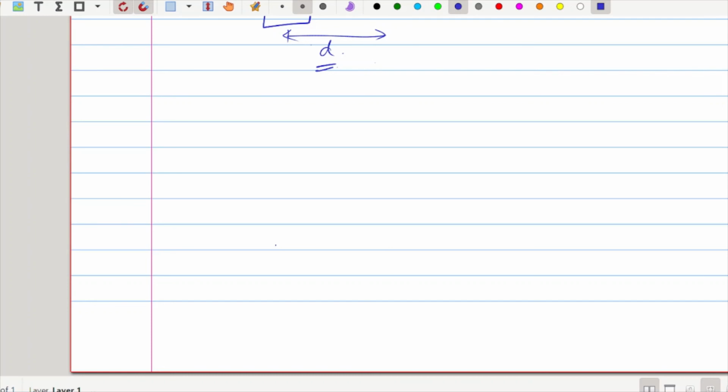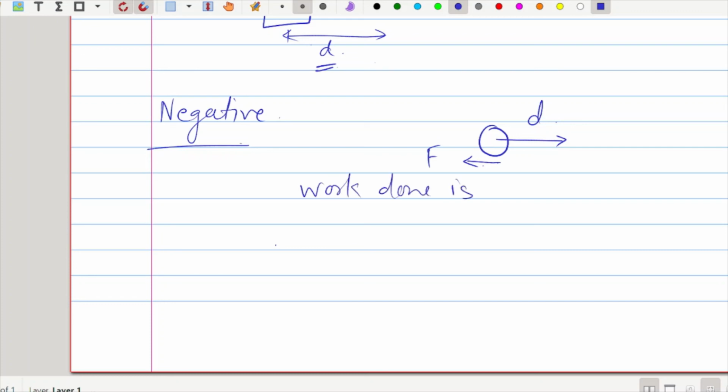Now what is an example of negative work? In case of negative work, you can see this example often when a brake is applied on a moving car. The displacement of the car is, let's say, towards the right side, and when the brake is applied, the brake applies force in the opposite direction. So this is the direction of force, the opposite force. So in this case, the work done is negative. Work done is negative, right?